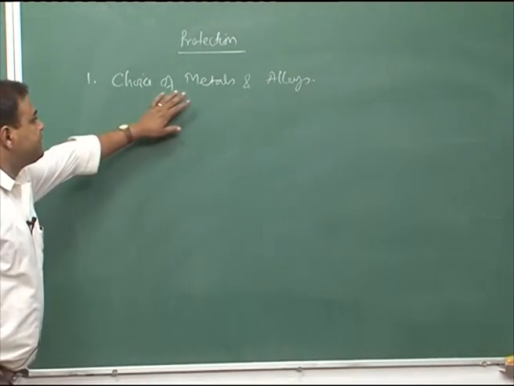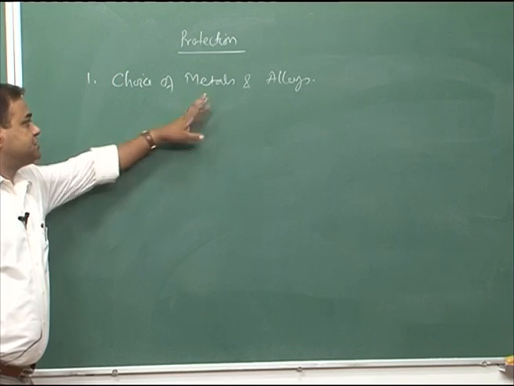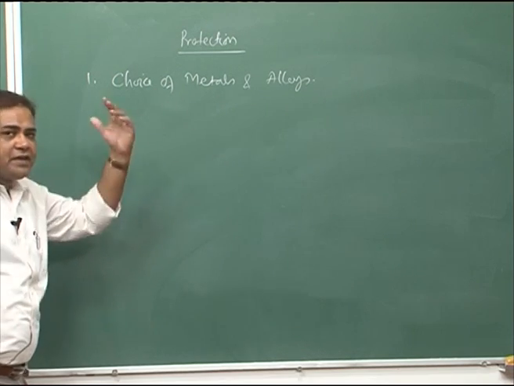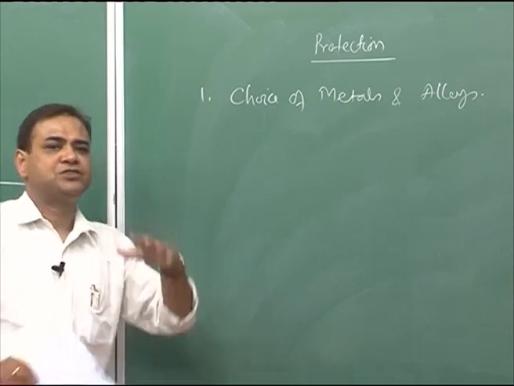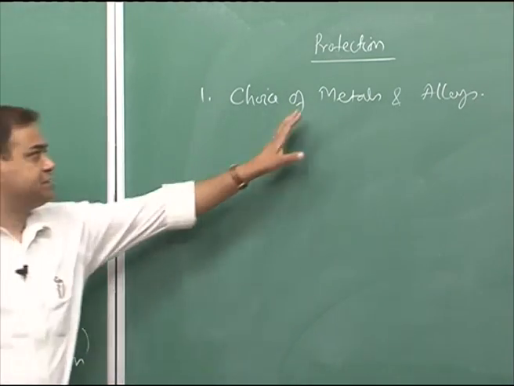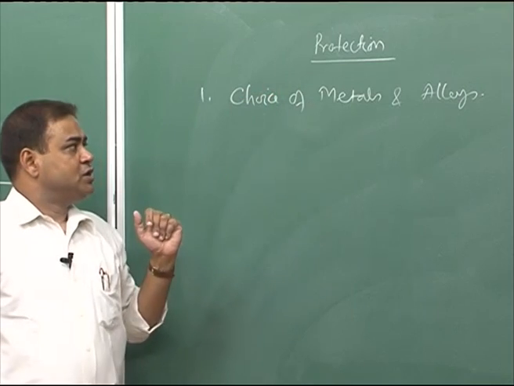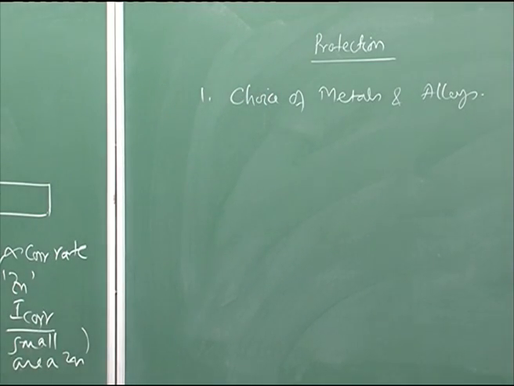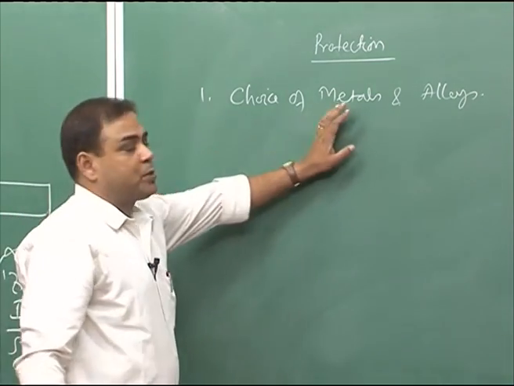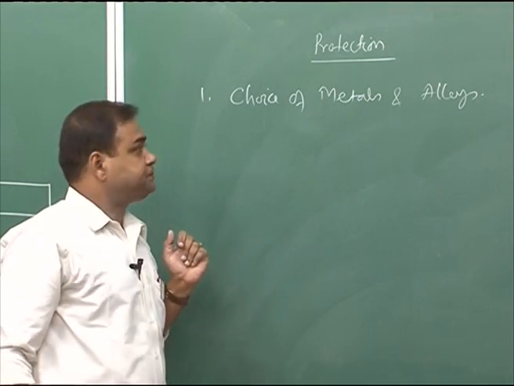We have to choose metals and alloys for a particular structure in such a fashion that they are very close in the galvanic series, so that we do not have much potential difference between different metals, and subsequently we do not have much problem with galvanic corrosion.